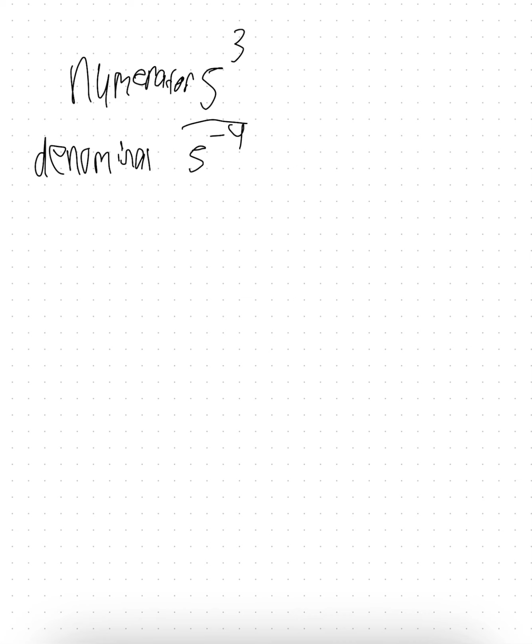Now let's do the negative exponent. This will be a very crucial part to understanding exponent properties, okay? So let's try this one. Let's do 5 to the 3rd power over 5 to the negative 4th power. Whenever we have a negative exponent, it will always be flipped to the other side of the fraction. So this is the numerator, and this is the denominator.